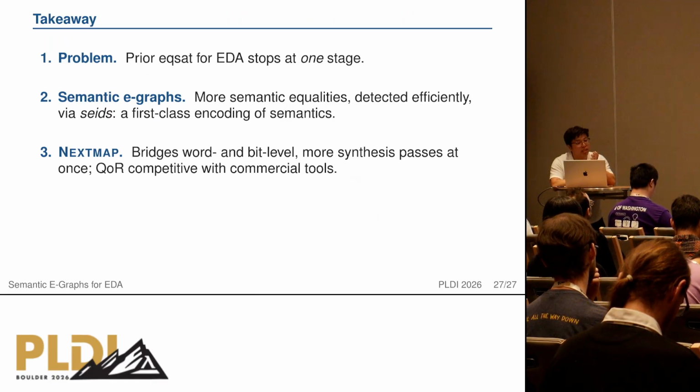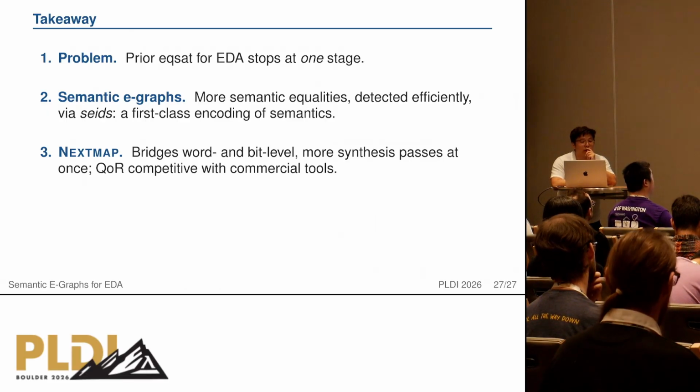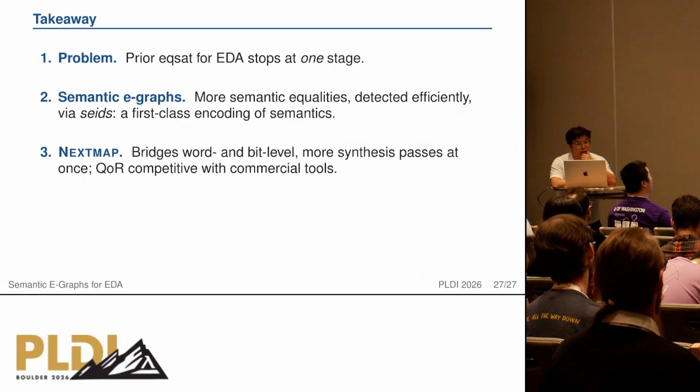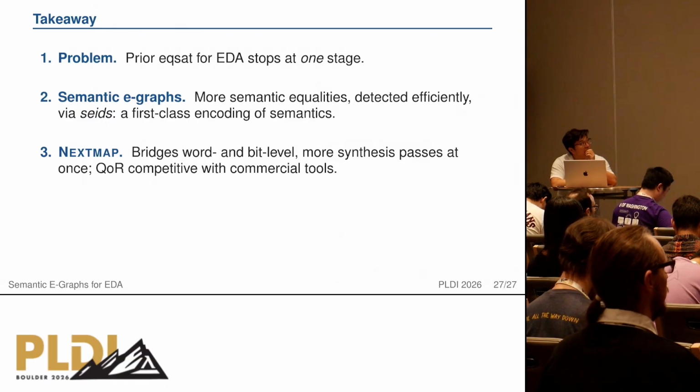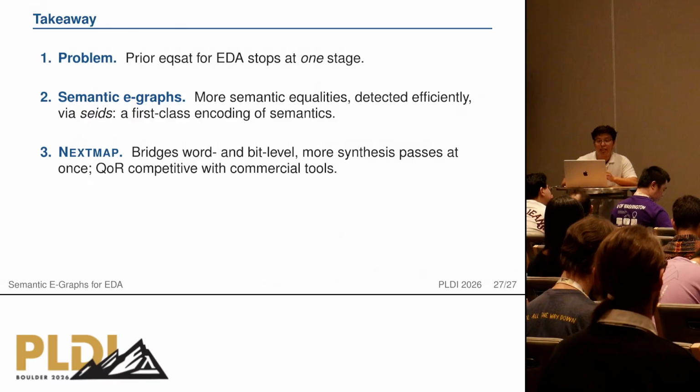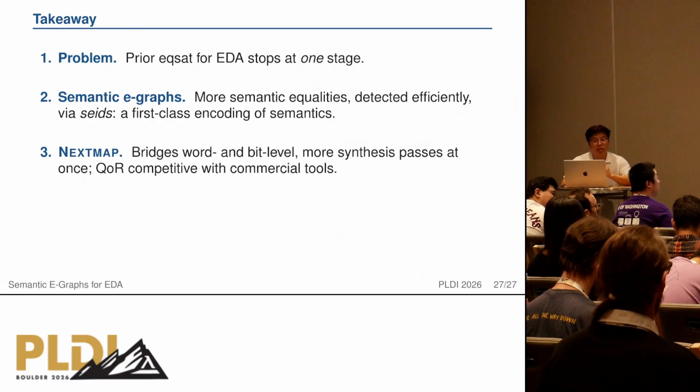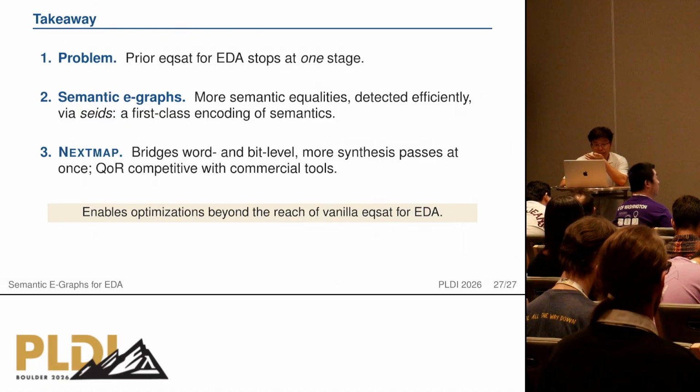So our conclusion is: the problem is that prior eqsat tools stopped at one stage, and we propose the semantic e-graph to get more semantic equality efficiently, with the SEID as the first-class encoding of semantics. And we implement the Nextmap tool to bridge the word and bit level, do more synthesis passes at once, and get competitive results to commercial tools. This enables optimization beyond the reach of vanilla eqsat-for-EDA.